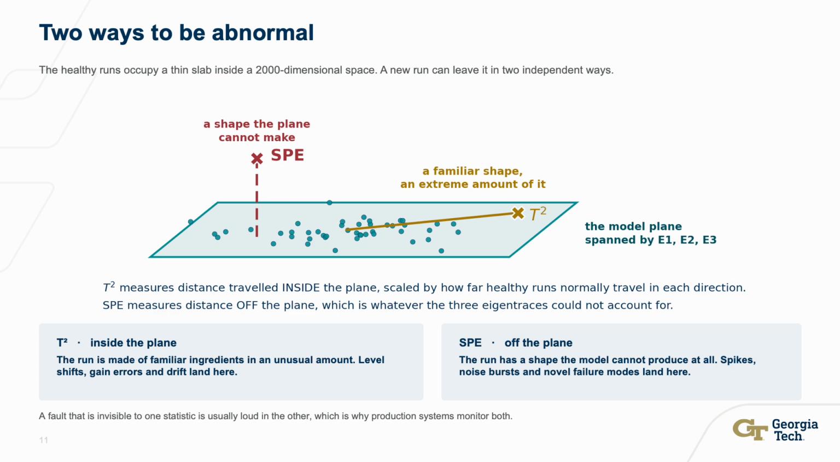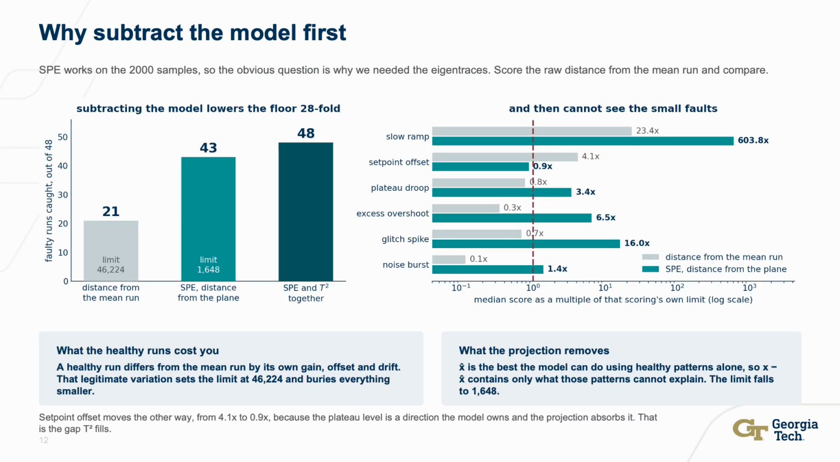If healthy runs filled the space uniformly, there would be no plane to be off, no compact code, and no method. Whenever you meet a new monitoring problem, the first question worth asking is whether a healthy run is low dimensional in this sense, because if it is not, none of this applies. The slides answered the question you should be asking.